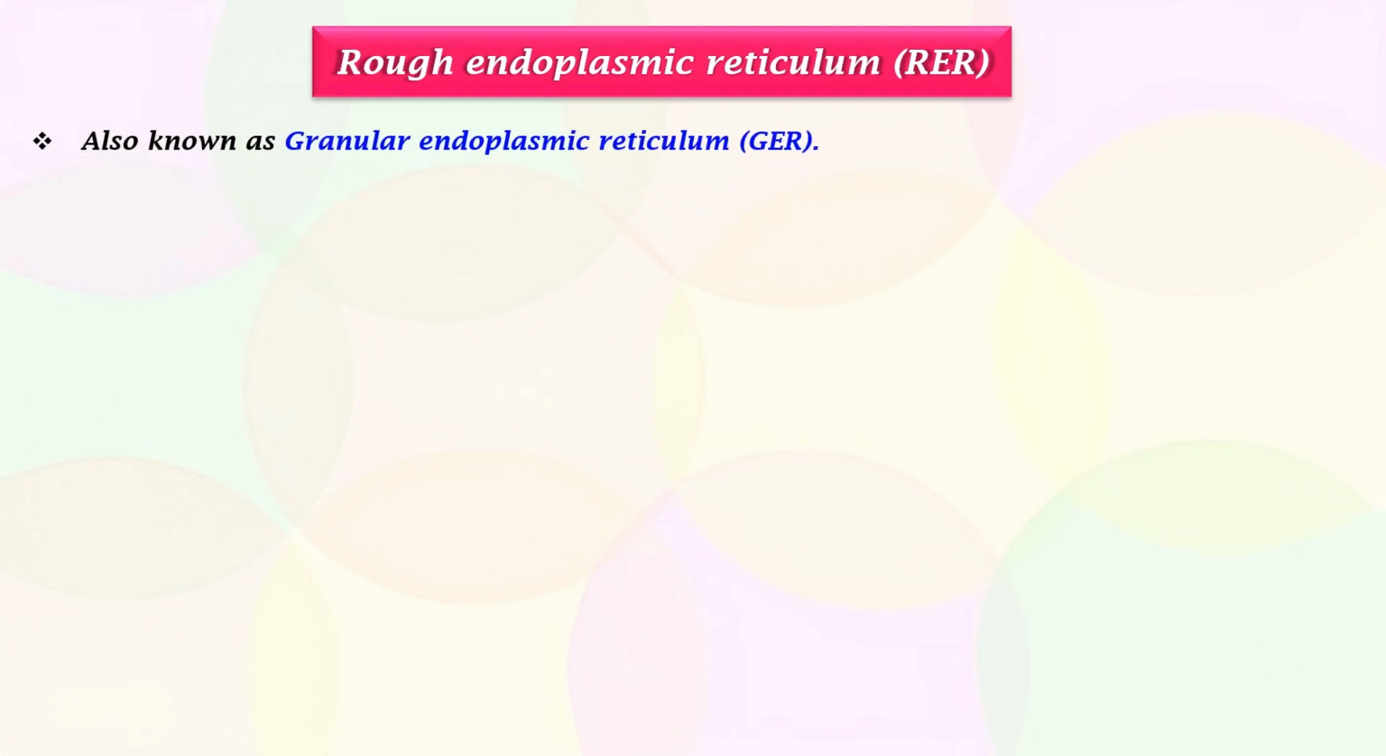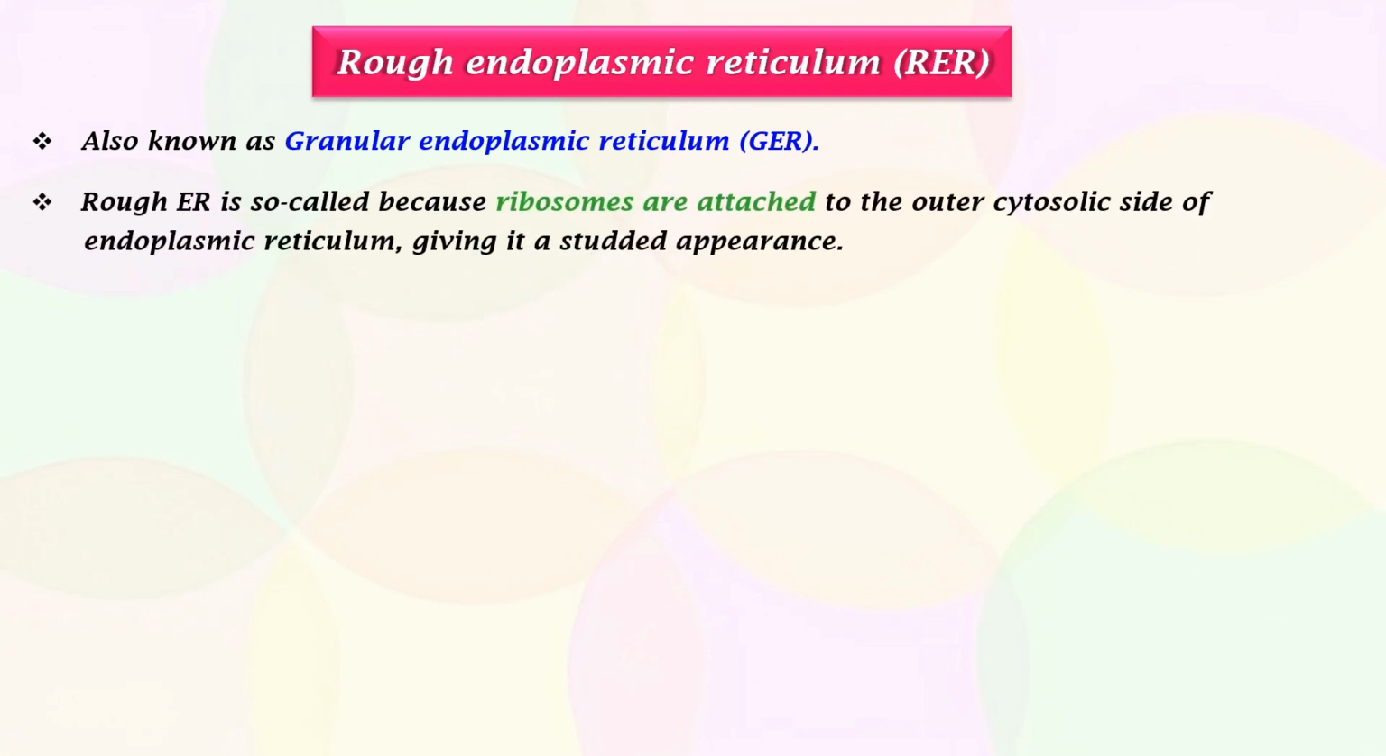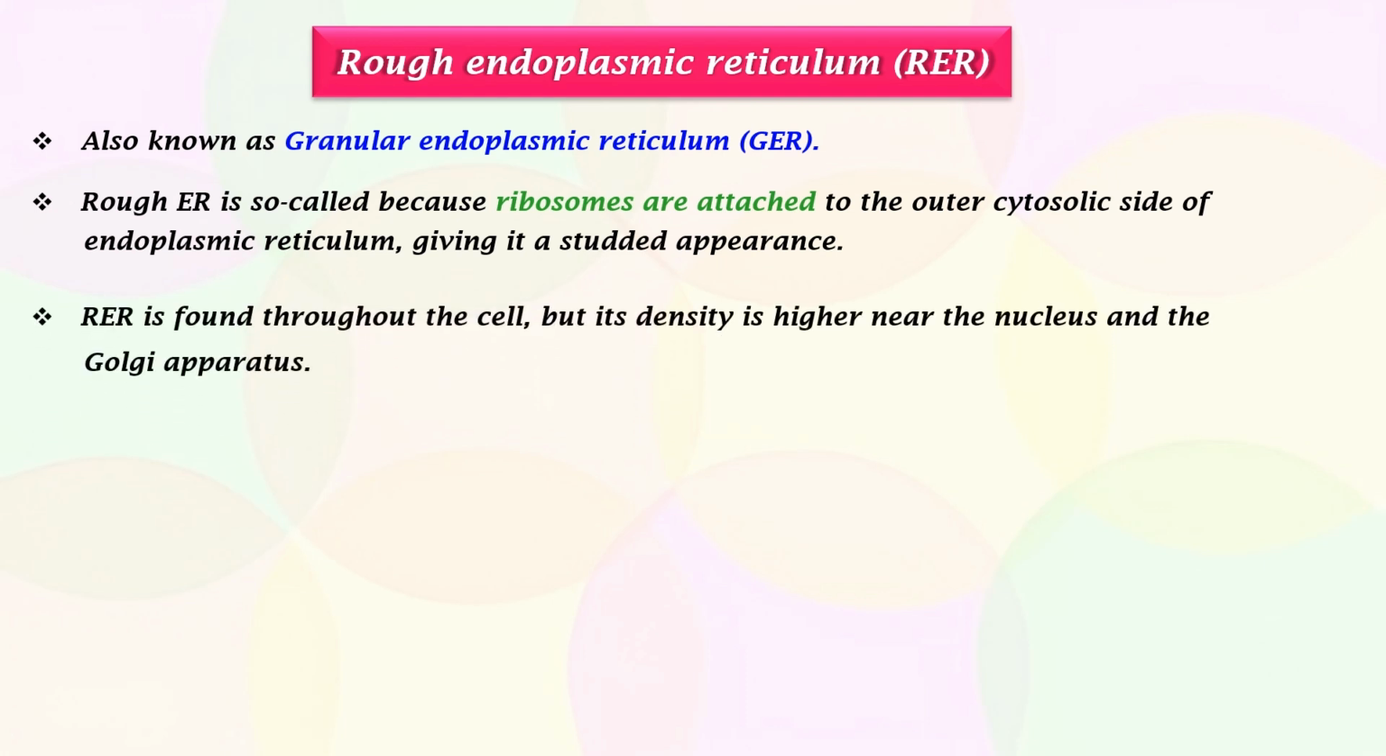Now, let's break down each of the two forms of ER, and also learn about its structure and functions. Rough endoplasmic reticulum. It is otherwise called granular endoplasmic reticulum. Rough ER is so called because ribosomes are attached to the outer cytosolic side of the endoplasmic reticulum, giving it a studded appearance. It is found throughout the cell, but its density is higher near the nucleus and the Golgi apparatus. Rough endoplasmic reticulum is specifically called Nissl's body in neurons.